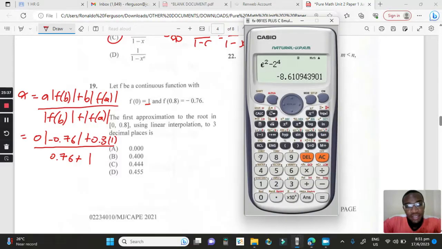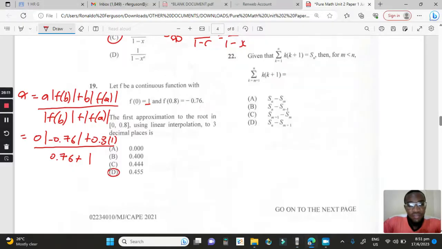So then we'll put that into the calculator, fraction button, 0.76 plus 0.8 over 0.76 plus 1. And remember, in the numerator, this was being multiplied by the 0, and then the 0.8 was being multiplied by 1. And then we input that, we get 5 over 11, which is 0.4545 or 0.455.